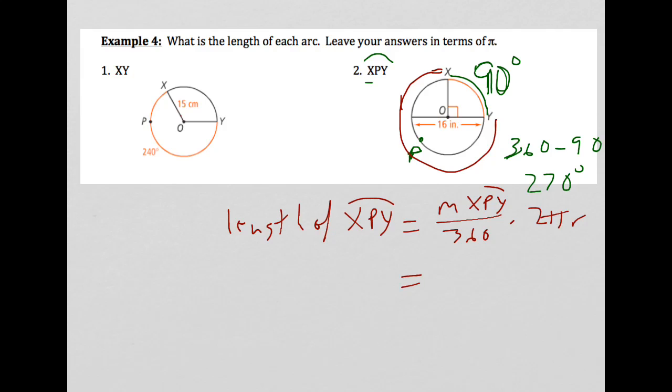So the measure of XPY we said was 270 divided by 360 times 2 times pi times 8. Once again, leave in terms of pi, so we take 270 divided by 360 times 2 times 8, and we get 12. Then we don't want to forget about the pi at the end: 12 pi inches, since we're talking about a distance. Alright, so that's how we do that problem.